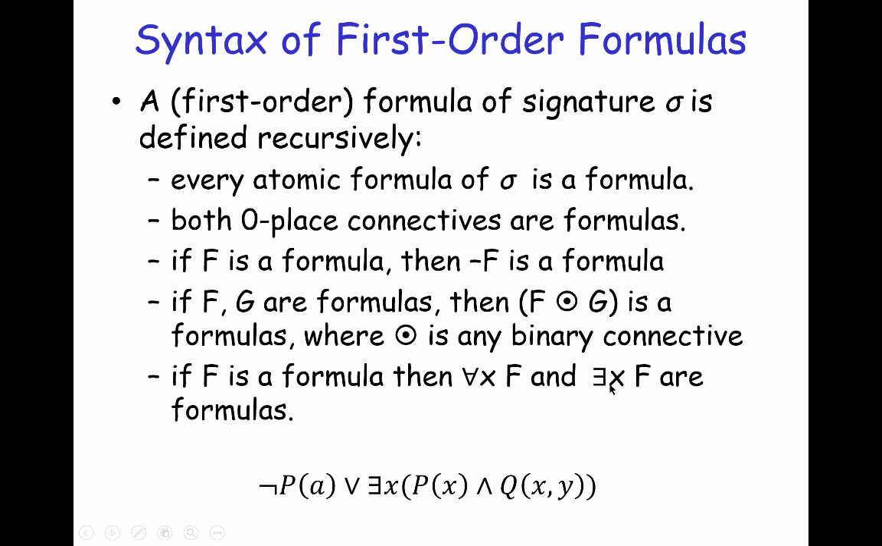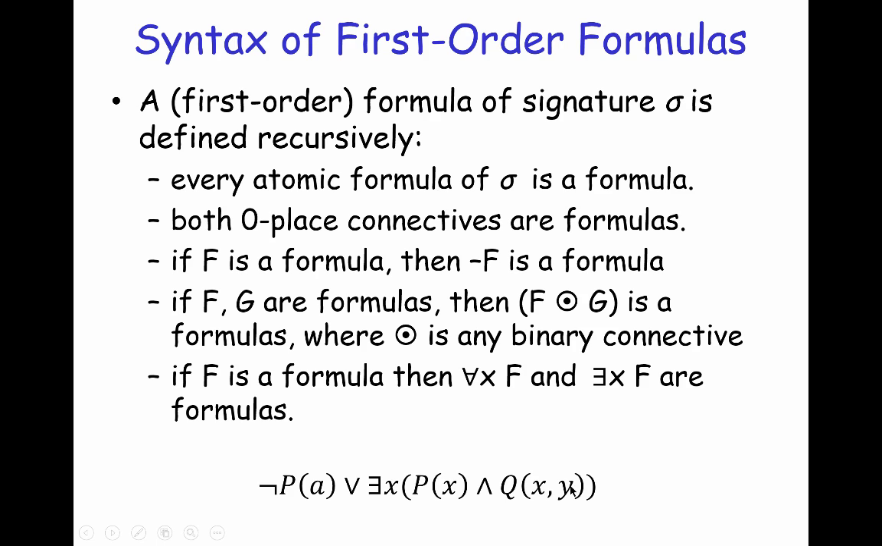So here's a simple example. We know a is a term, and let's say p is a predicate constant. Well, p of a is an atomic formula, and its negation is also a formula. We can check that this second disjunctive term is also a formula, so their disjunction is a formula.